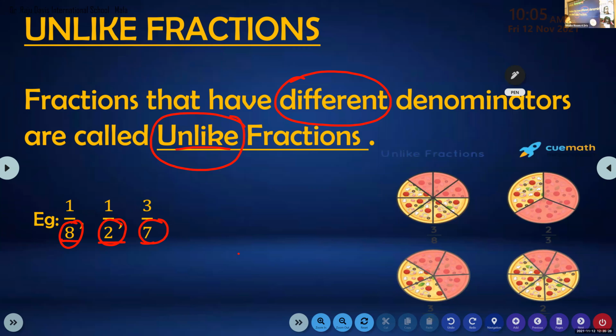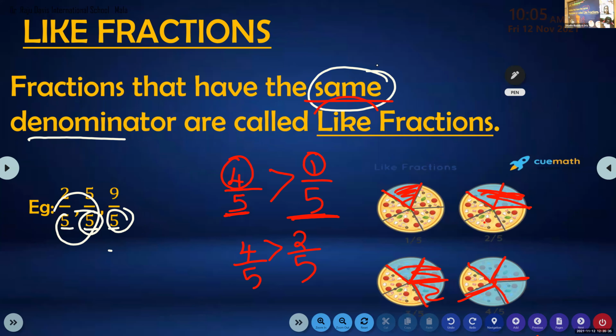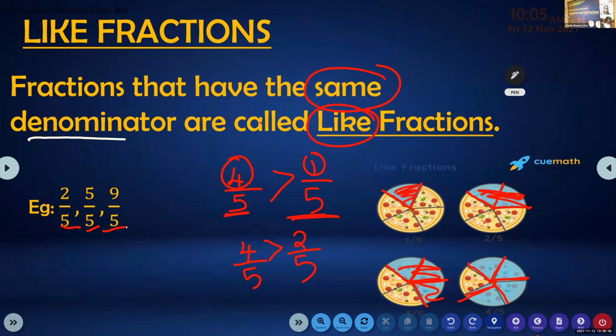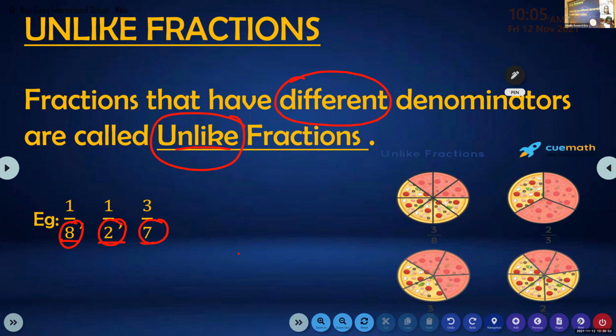So fractions that have same denominators are called like fractions. You can see the examples here. Here 5 is the common denominator for all the fractions. And what are unlike fractions? Fractions that have different denominators. So here you can see the denominators are 8, 2, 7. Yes, children, clear? Yes, ma'am.